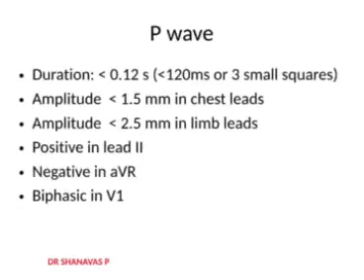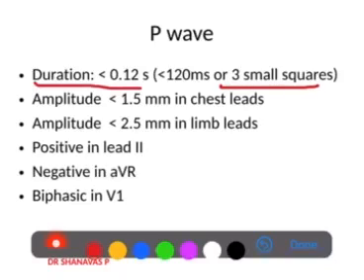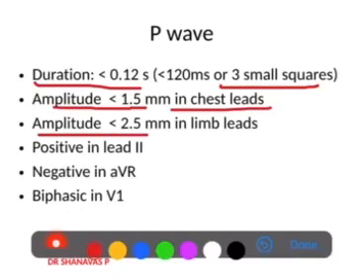So in the last class we discussed the normal parameters of a P wave. We are reviewing that before discussing an abnormal P wave. We have already said that the duration is less than 120 milliseconds, or less than 3 small squares, for a normal P wave. The amplitude can be up to 1.5 millimeter in chest leads like V1, V2, V5, V6, etc.